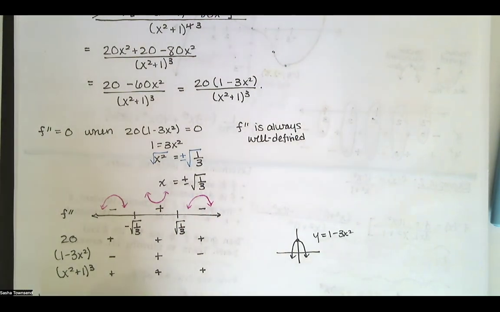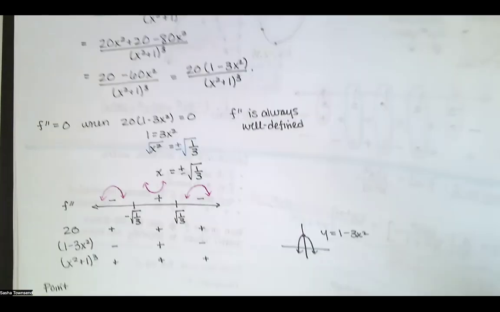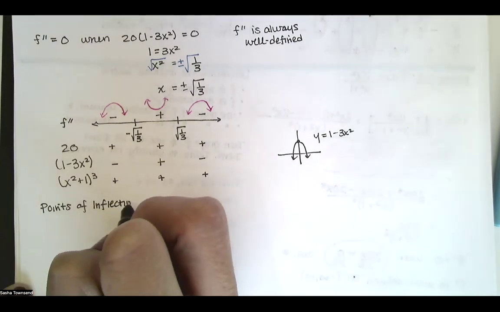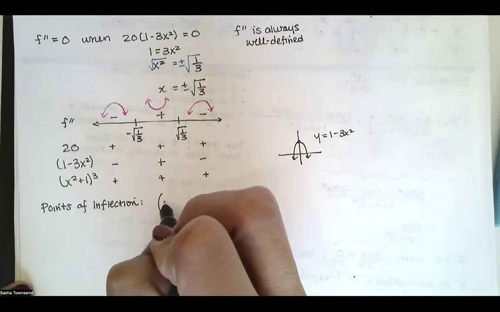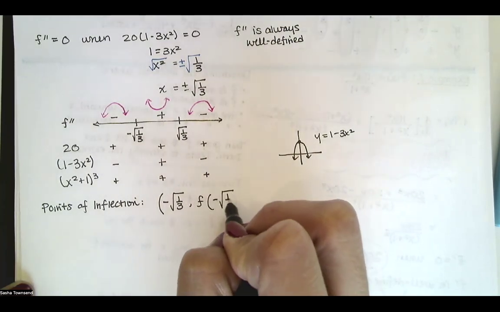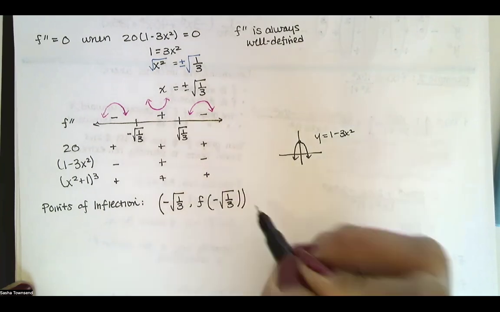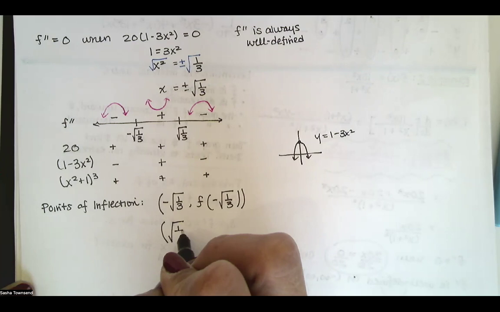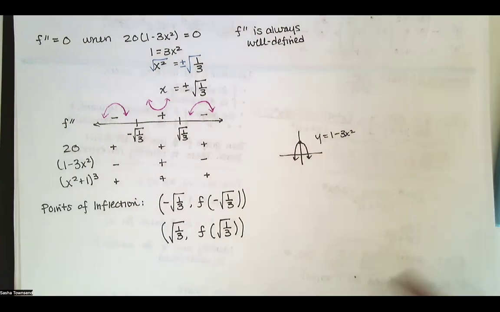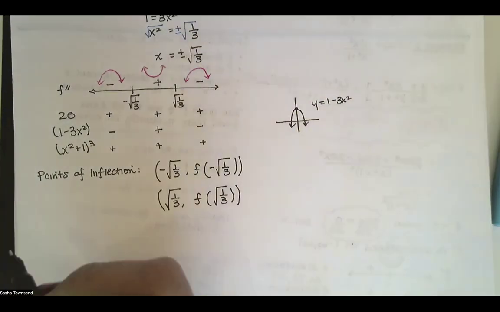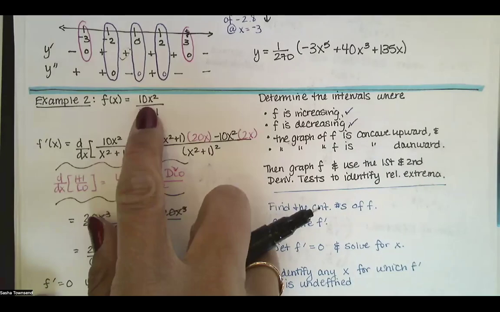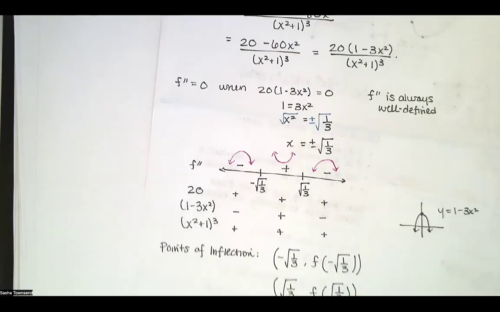So our points of inflection are x equals the negative square root of 1/3, and the corresponding y value. And x equals the positive square root of 1/3 and the corresponding y value. Now our function was, let's see, 10x squared divided by x squared plus 1.